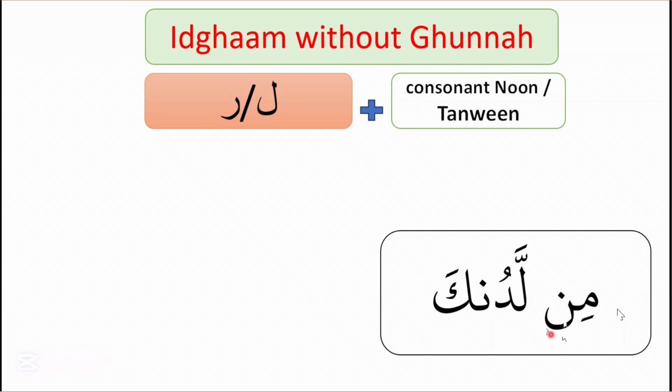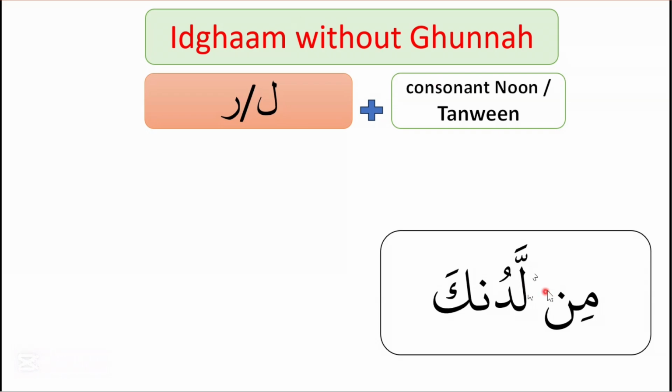When you find the letter noon without any diacritic or any signs above, this means that here you need to apply idgham. Which section of idgham, that is with ghunnah or without ghunnah? This depends on the following letter. If the following letter is one of these two letters, so it is idgham without ghunnah. Like here, the first letter in the following word is the letter lam. So here you need to apply this rule.